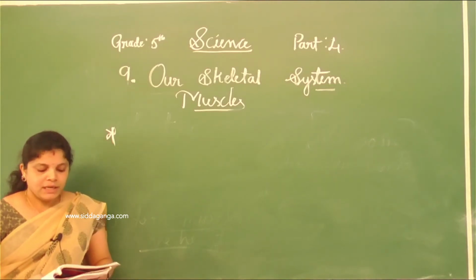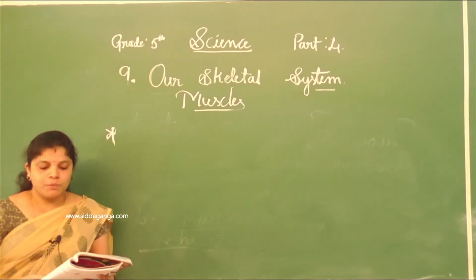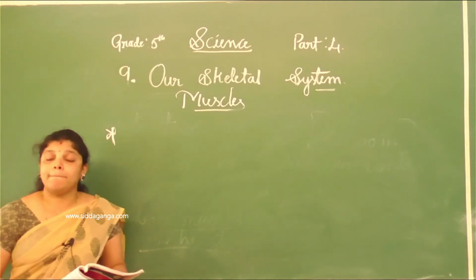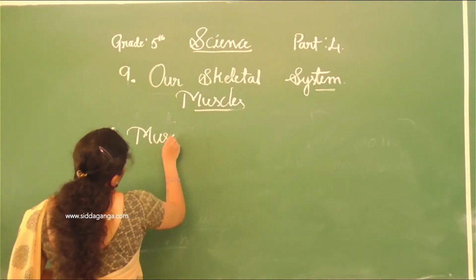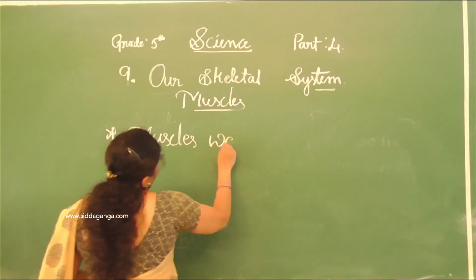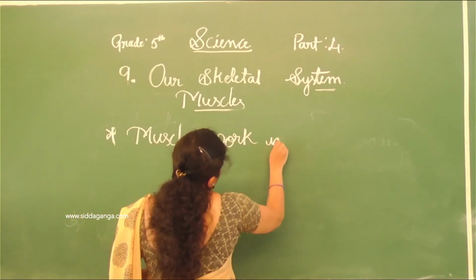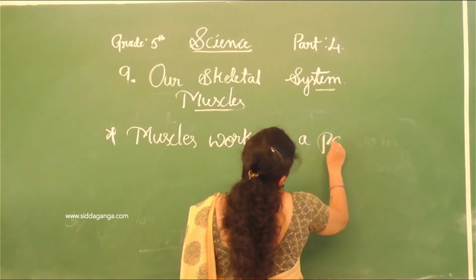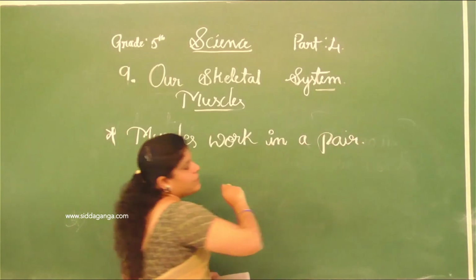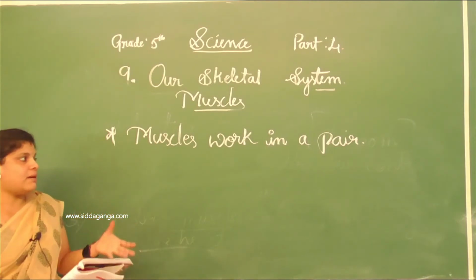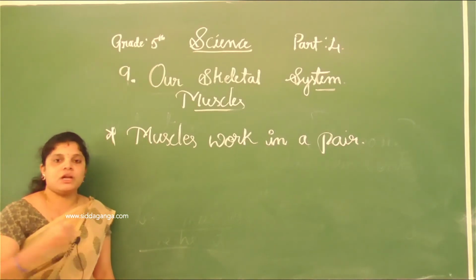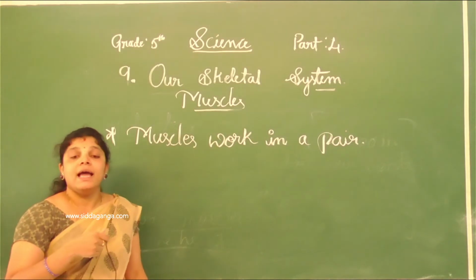Okay. See, by pulling on the bones, muscles work in pairs. So normally muscles work in a pair. So they work as a pair. How? See, one good example is the arm muscles. So our arm muscles are one of the examples.